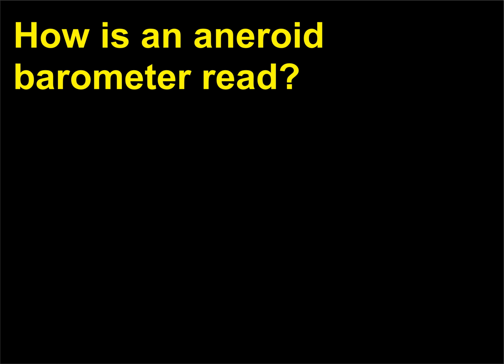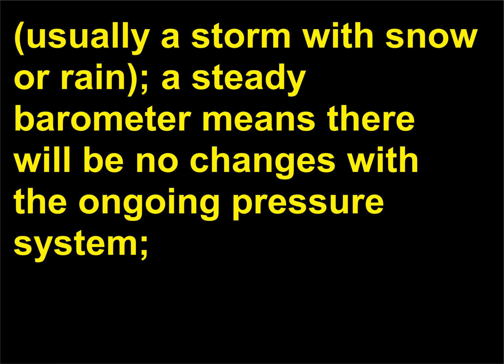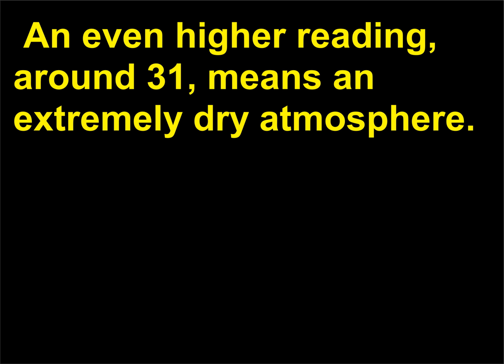How is an aneroid barometer read? Well, a falling hand on a barometer indicates a low pressure system is on the way with poor weather, usually a storm with snow or rain. A steady barometer means there will be no changes with the ongoing pressure system. And a rising barometer means high pressure and fair weather. An even higher reading, around 31, means an extremely dry atmosphere.